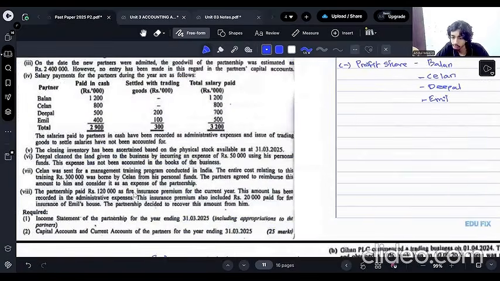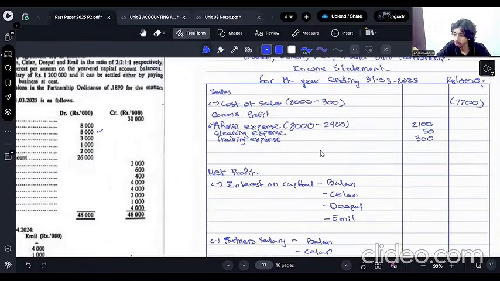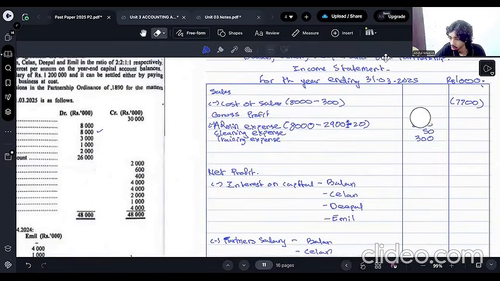Then the partnership paid 120,000 as fire insurance premium for the current year. This amount has been recorded in the admin expense. This insurance premium also includes 20,000 paid for the fire insurance of Emil. So you have to remove another 20 from here. Minus 20. And here it's going to be 8,000 minus 2,900 minus 20, 5,080.